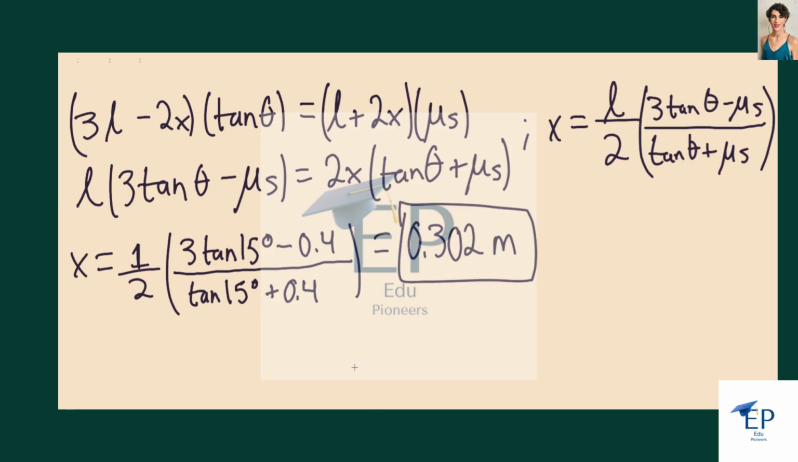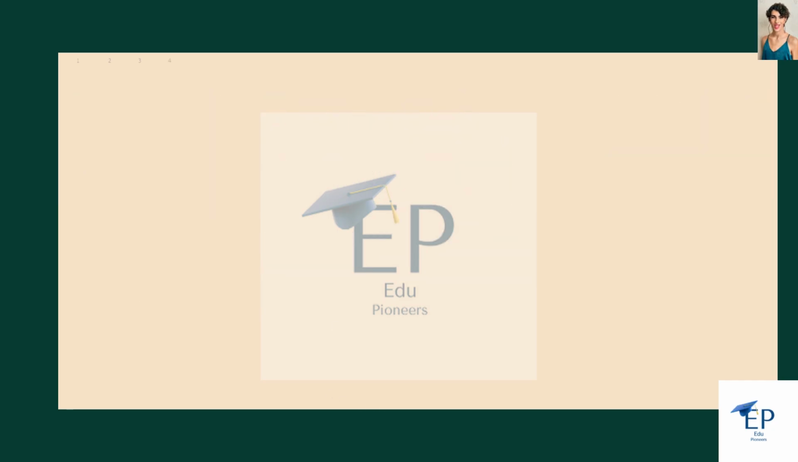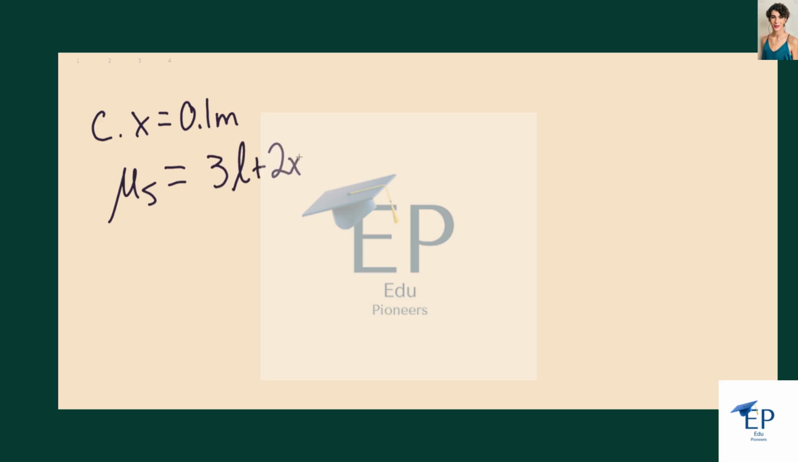Now for part C, they're stating that x equals 0.1 meters. So now what is the coefficient of static friction? So the coefficient of static friction would still be equal to 3L plus 2x divided by L plus 2x. This is from part B times the tangent of theta.